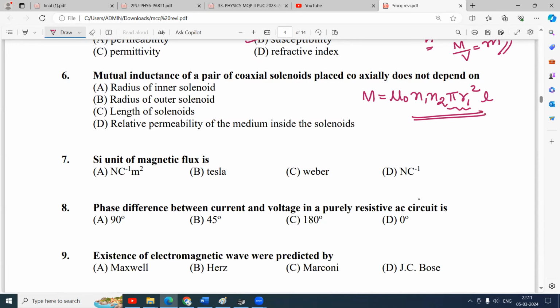So pi R1 square. R2 is not in the picture. Radius of the outer coil is not in the picture. So radius of the outer coil doesn't decide the mutual inductance.